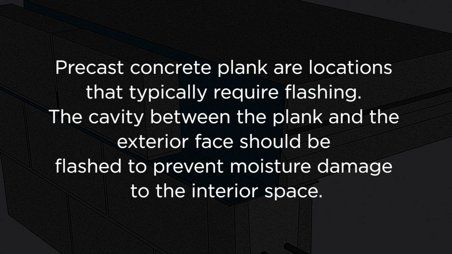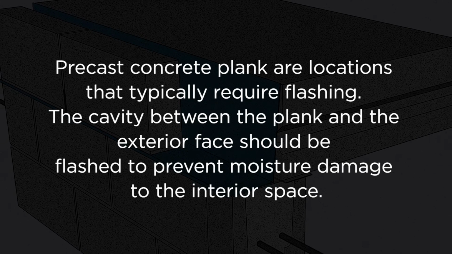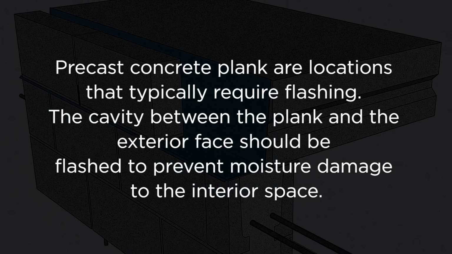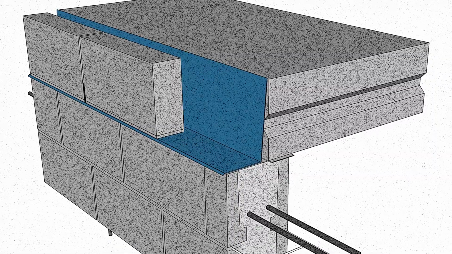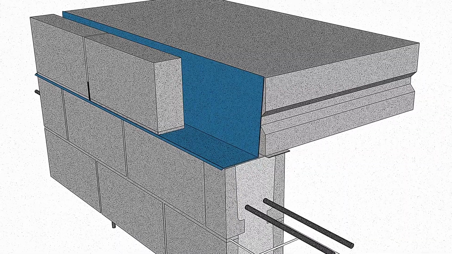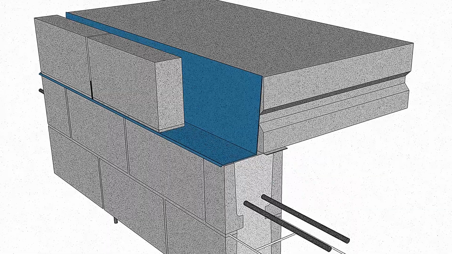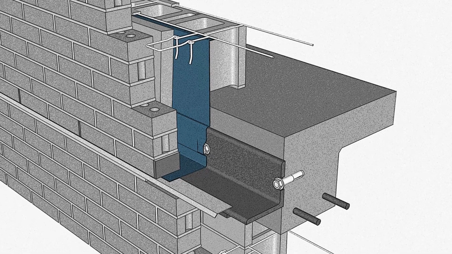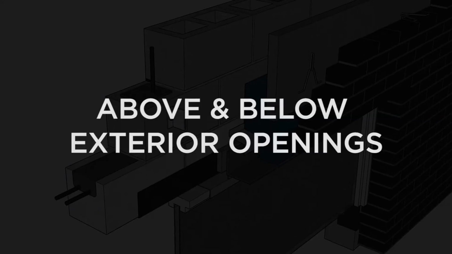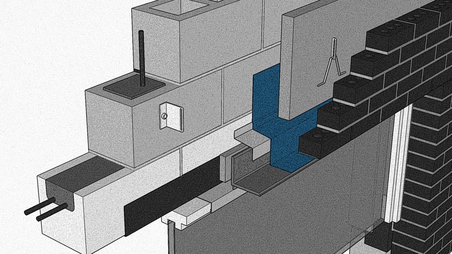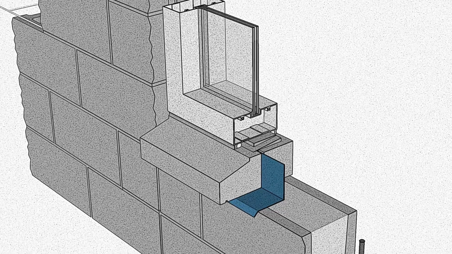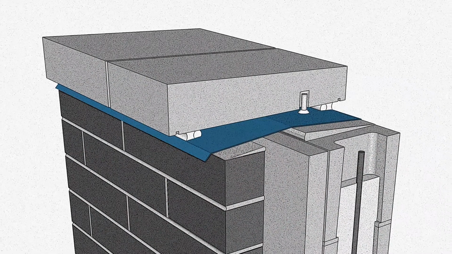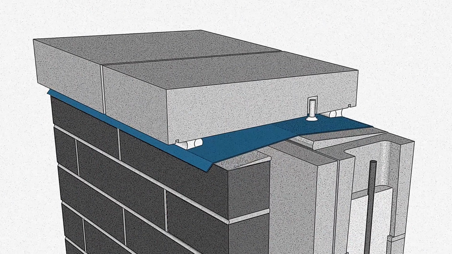Precast concrete plank are locations that would typically require flashing, as they interrupt the vertical flow of water in a single-wythe wall. The cavity between the plank and the exterior face should be flashed to prevent moisture damage to the interior space. Flashing should be provided at shelf angles of cavity walls, as well as above exterior openings and below openings. Furthermore, flashing is required at all exterior copings.